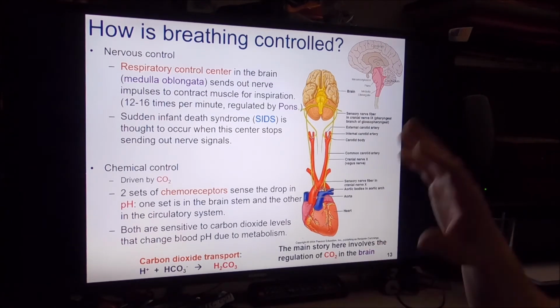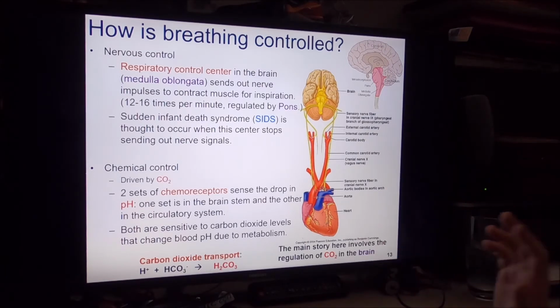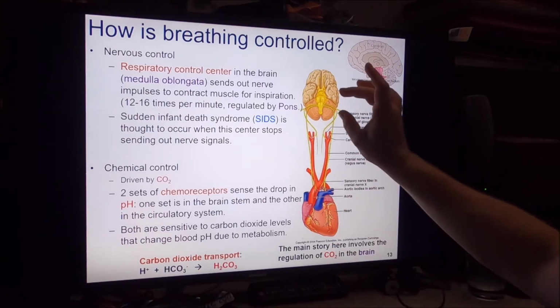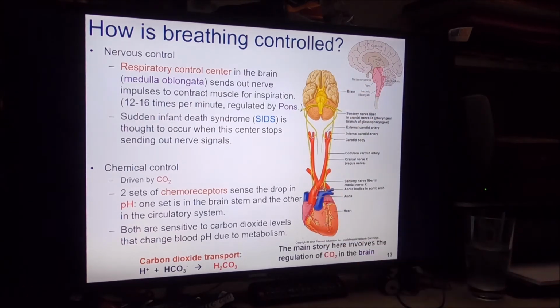And this nervous control, using the medulla oblongata, using the pons, it's going to be getting information from this midbrain area and from chemoreceptors located in the aortic arch. Okay, what's really happening here is very simple.